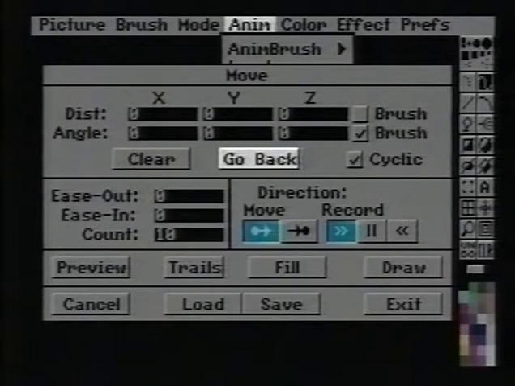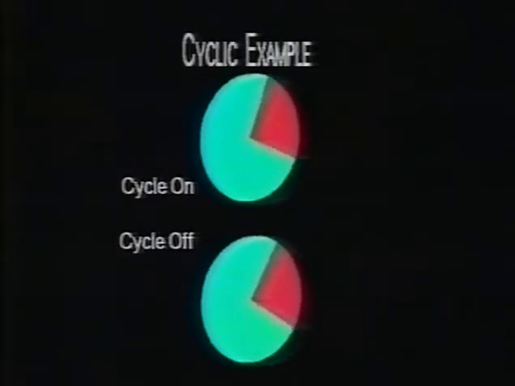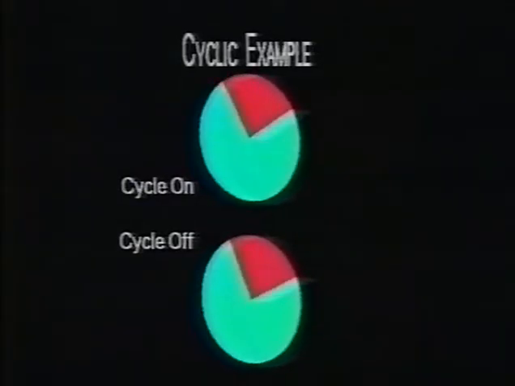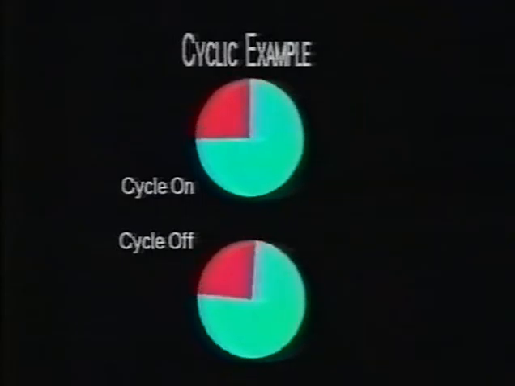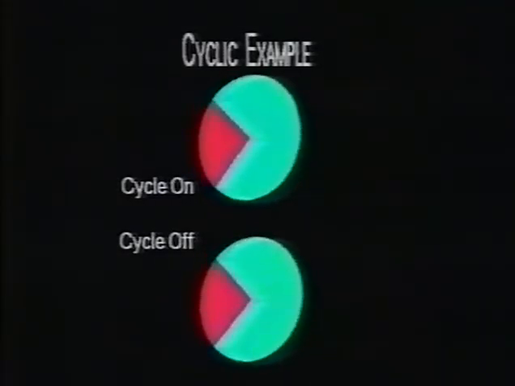Click Go Back to restore the brush's starting position for the next movement to the last place you manually clicked it down. Use the cyclic button to tell DeluxePaint which of the two kinds of moves you want. For example, if DeluxePaint stamps a brush 360 degrees with cycle on, the same image would be on the first and last frames. This would cause the animation to hiccup when played continuously. You can see that the rotation at the top of the screen, which was drawn with cycle off, is smooth.